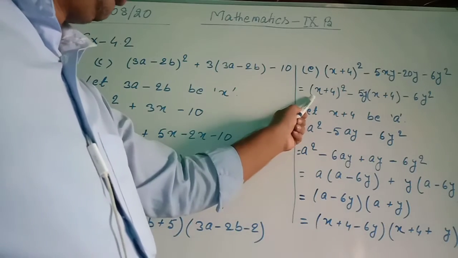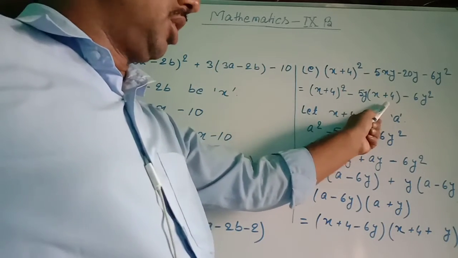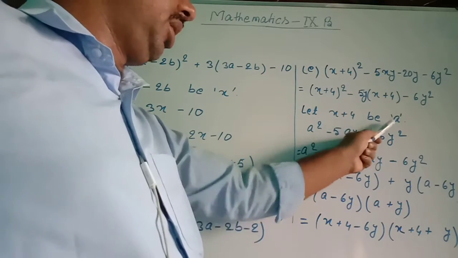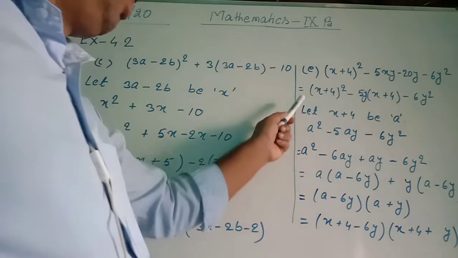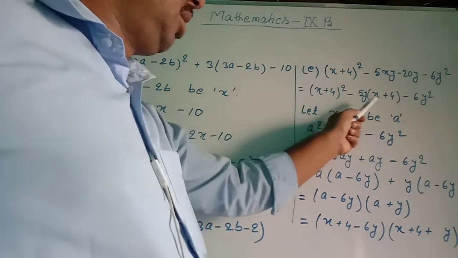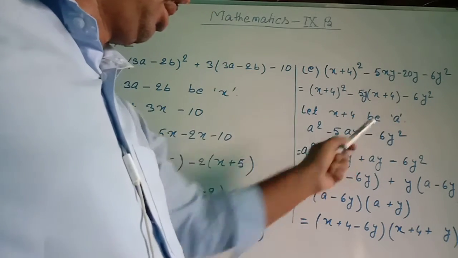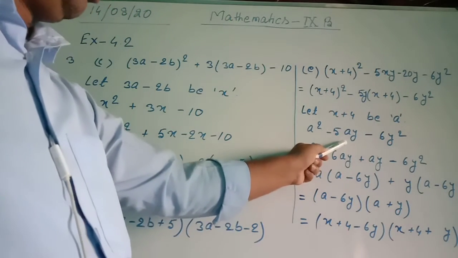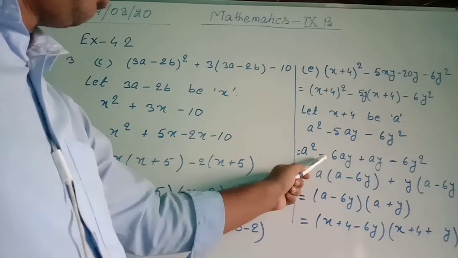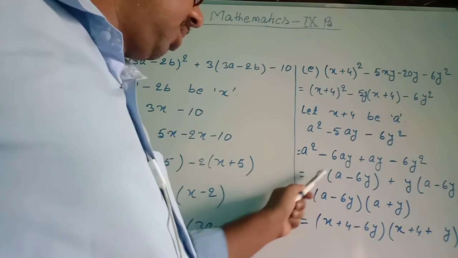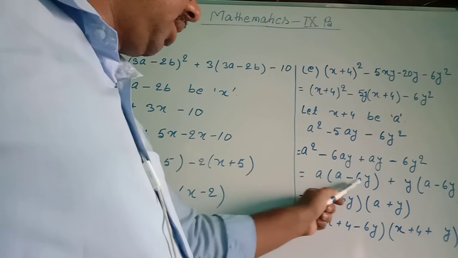Again we see x plus 4 and x plus 4. These are like terms. So I considered let x plus 4 be a. Then equation became a square minus 5ay minus 6y square. I factorized it by splitting process. I split the middle term as minus 6ay plus ay. So from the first two terms, a is common, a minus 6y.